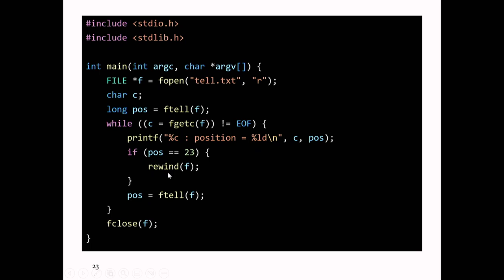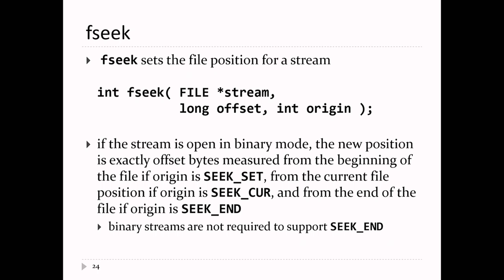Rewind is more useful than you would think. The assignment suggests one way in which you can use rewind in a useful way. Okay, so fseek will move you to a specified position in a file. The syntax is a bit odd. You specify the file, and then you have to specify two things: this offset and this origin.